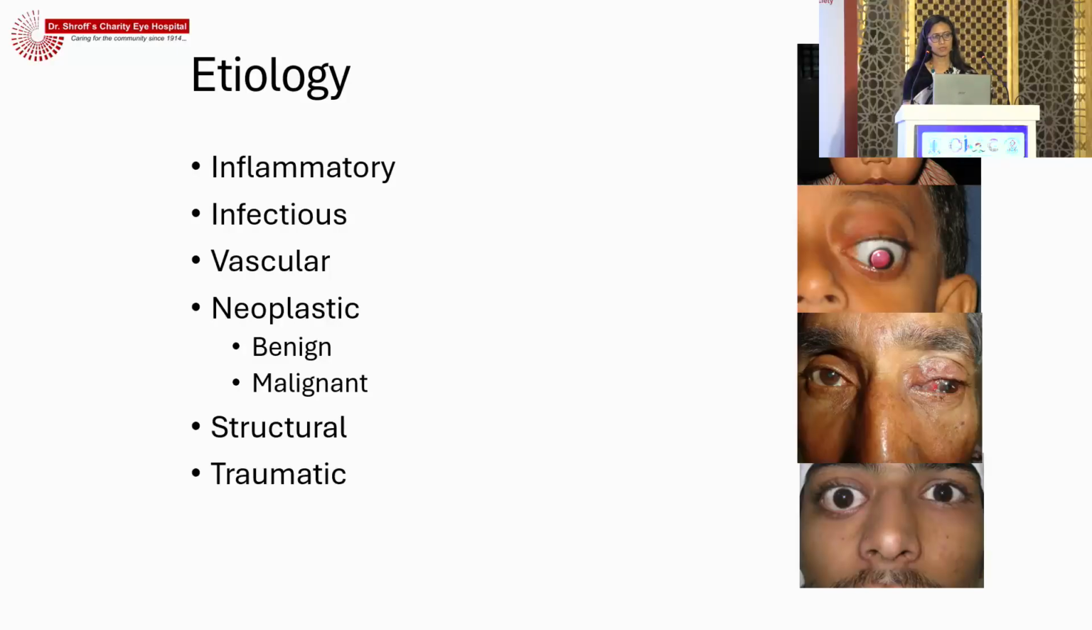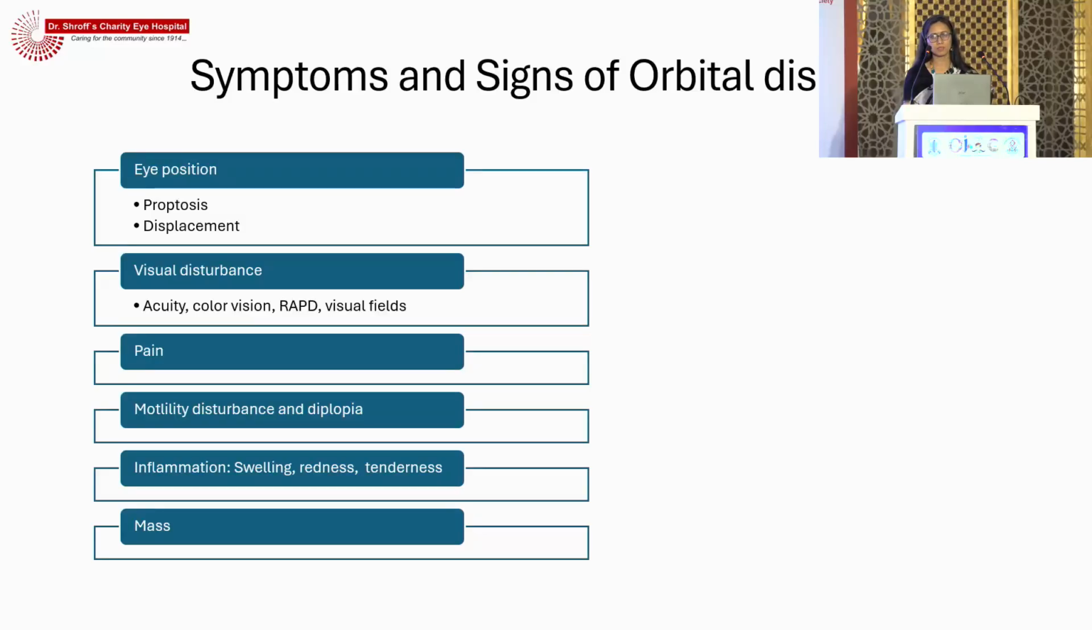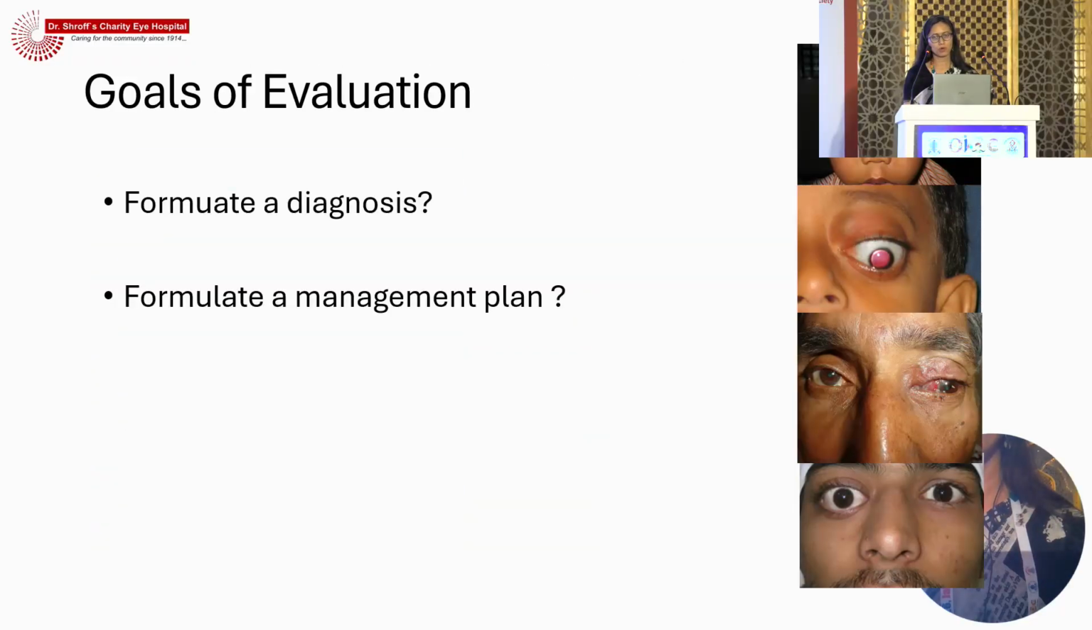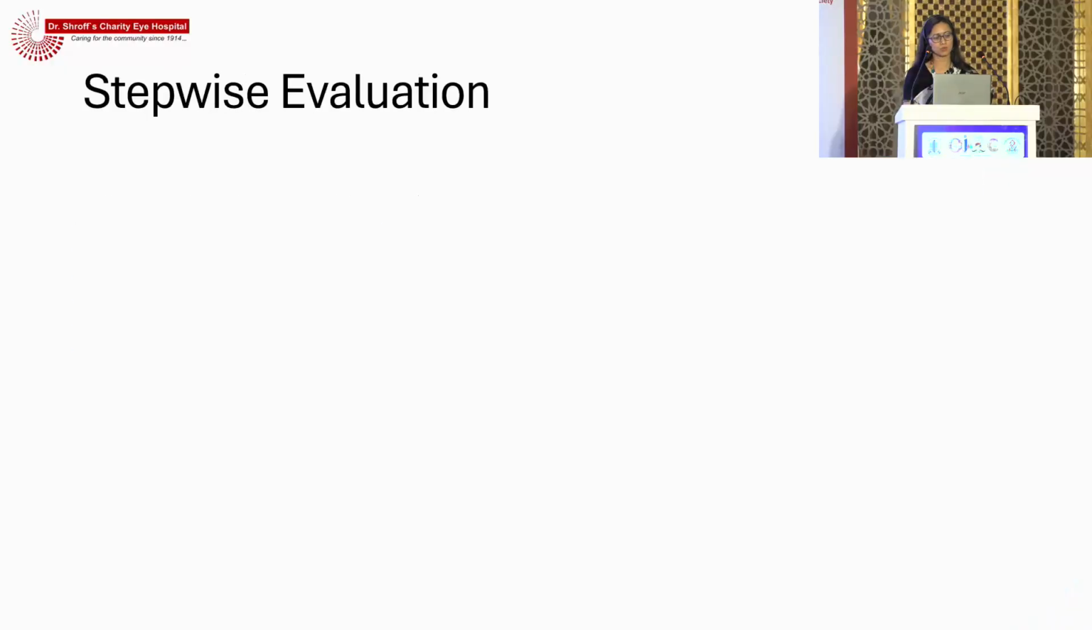And the etiology can be anything, from infection to neoplasms, and the symptoms and signs could be anything, affecting any structure of the orbit, from vision loss to pressure effects, to proptosis, to mass lesion. So how do we go about analyzing this case, and what are the goals of our evaluation? First, we want to know what the diagnosis is, and how we manage those cases. That remains our goal, and with this approach we are going to go stepwise.